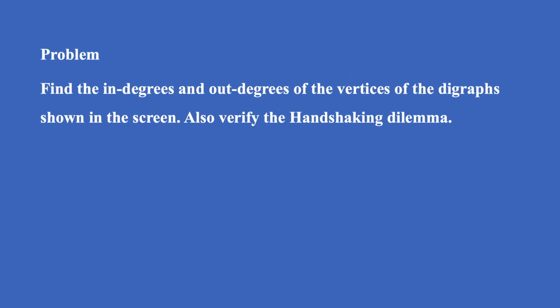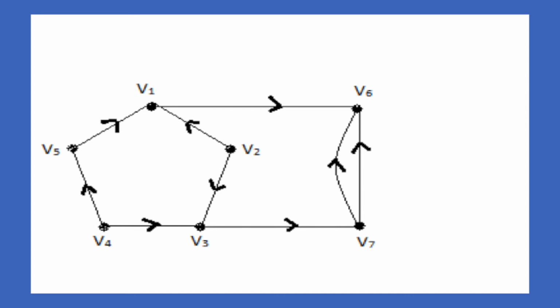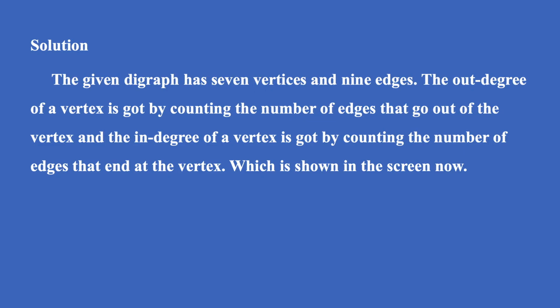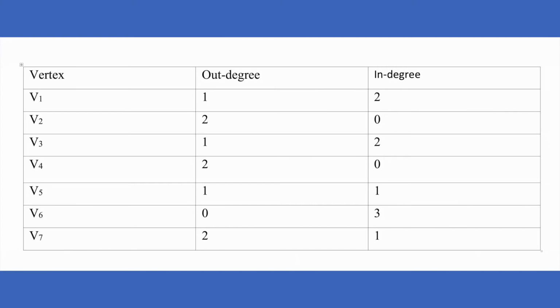Let us see a problem. Find the in degrees and out degrees of the vertices of the digraphs shown on the screen. Also, verify the handshaking dilemma. The solution is that the given digraph has 7 vertices and 9 edges. The out degree of a vertex is got by counting the number of edges that go out of the vertex, and the in degree of a vertex is got by counting the number of edges that end at the vertex, which is shown on the screen now. The sum of the out degrees is equal to 9, which is equal to the sum of the in degrees, and which in turn is equal to the number of the edges. Hence, the handshaking dilemma is verified.